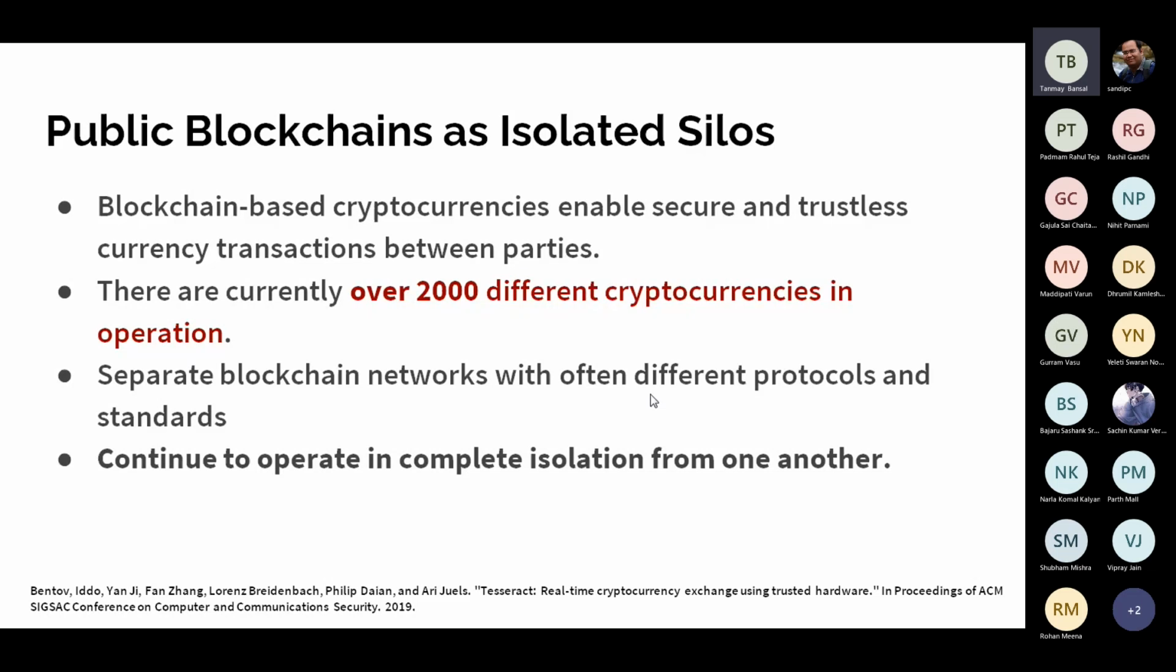Most of these blockchain networks have their different protocols and standards, and they have their own cryptocurrencies. That's why they operate, and continue to operate, in complete isolation from one another. But we'll see very soon that there indeed is a requirement for interoperability among these permissionless blockchains, the public blockchains.